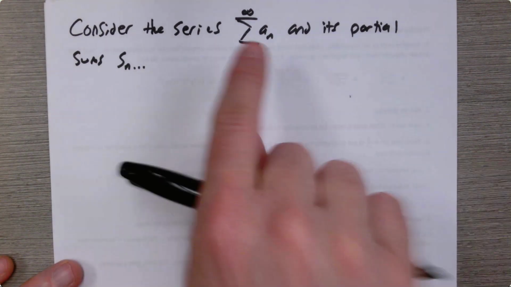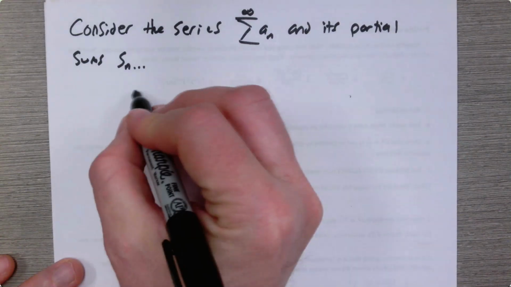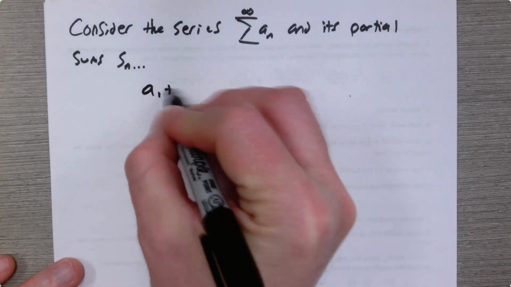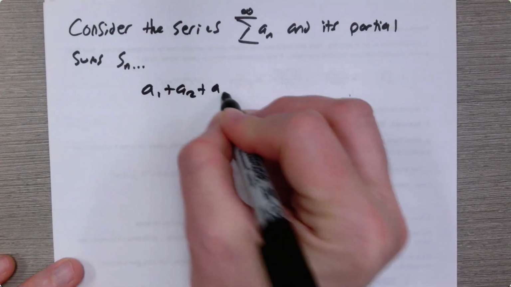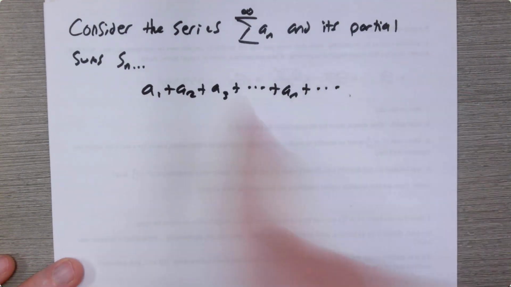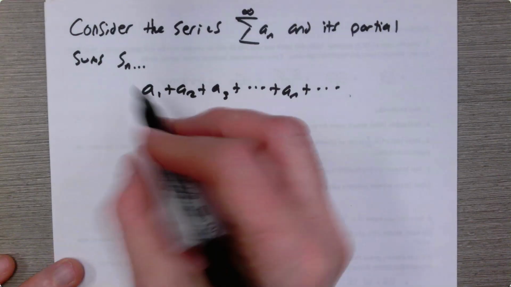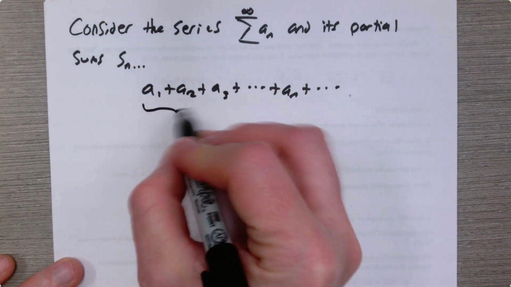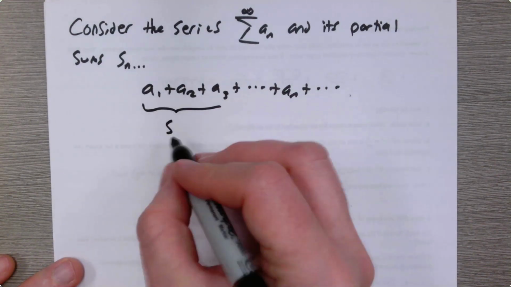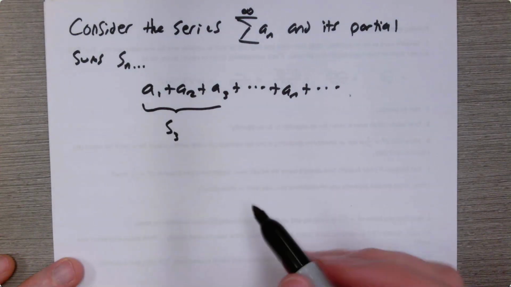So here I have a summation of a whole bunch of terms. So what's in your mind is this. You're thinking, okay, I've got several terms being added up, but they go all the way out to infinity. And then I'm also saying consider the partial sums. And remember, S subscript n refers to the sum of some number of terms. So the third partial sum is the first three terms added up.